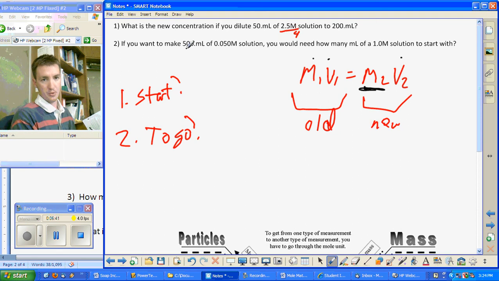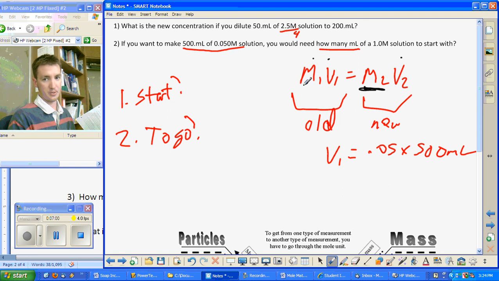you want to make that. That's solution 2. So that's 0.05 times 500 milliliters. You would need how many milliliters? So you're calculating V1. So just as you read, plug the numbers in to the right spot, what you made and what you started off with. You have a 1 molar solution that you're using for that.